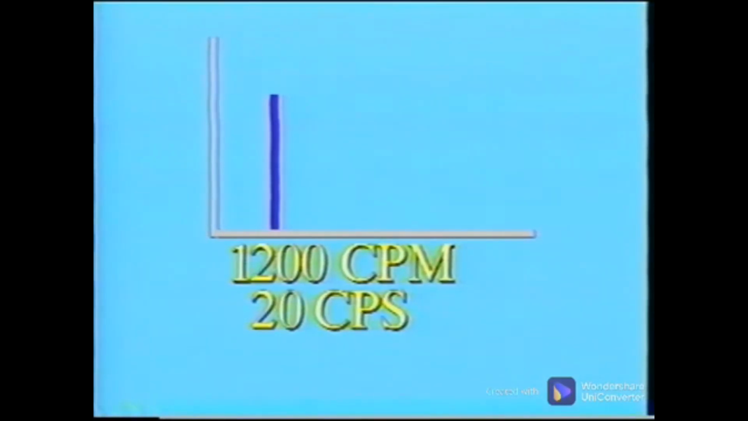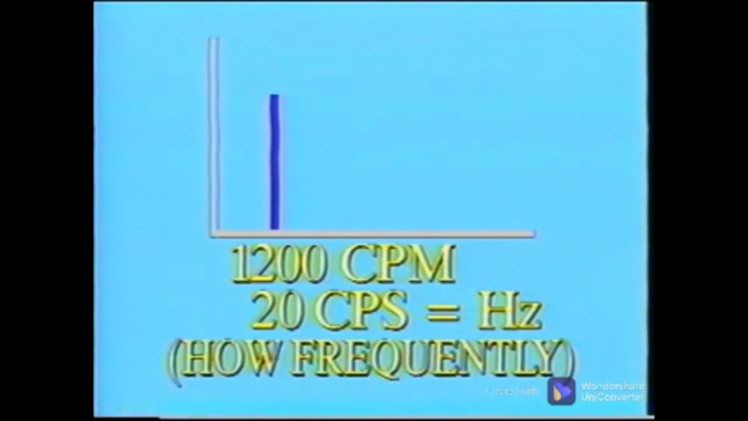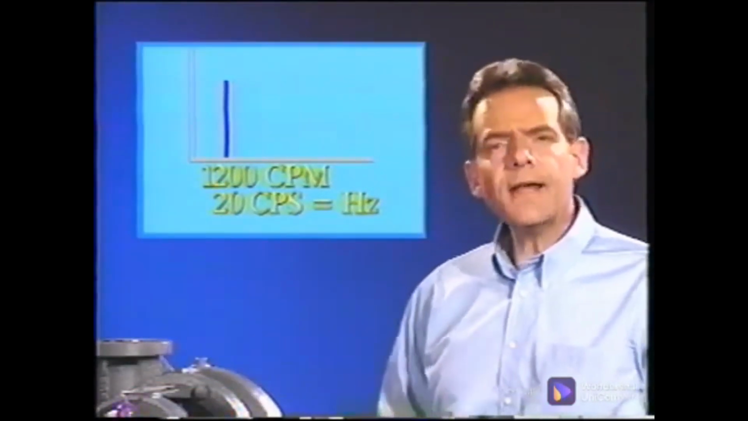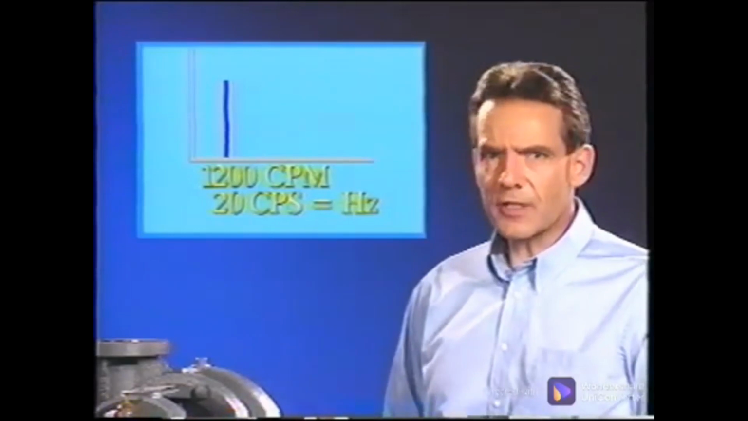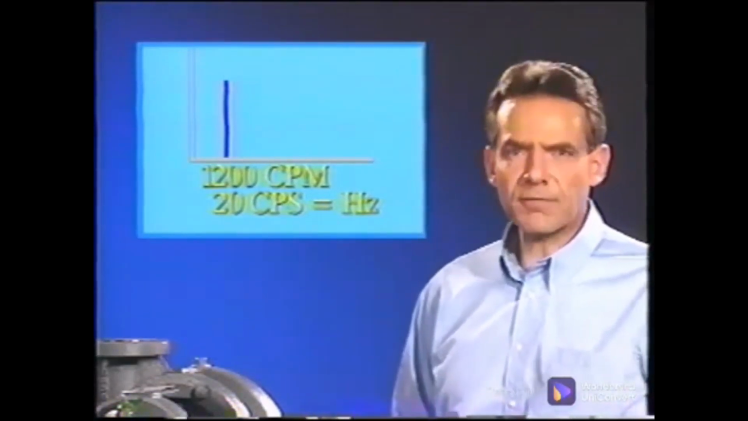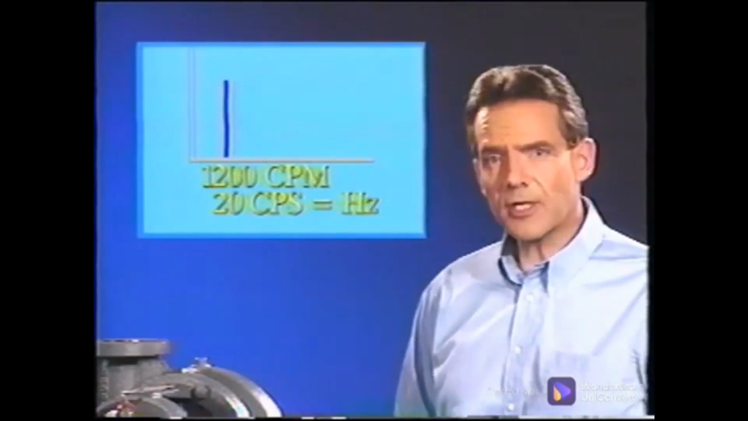It can be said then that this peak represents energy that is occurring 1200 times per minute, or 20 times a second. The technical term for cycles per second is Hertz, which is commonly noted as Hz. Hertz is simply a measurement of how frequently the cycle occurs per second. These two frequency units, cycles per minute and cycles per second, indicate the precise occurrence of energy, but the analyst often compares these frequencies to the turning speed of the shaft to pinpoint the source of the energy.